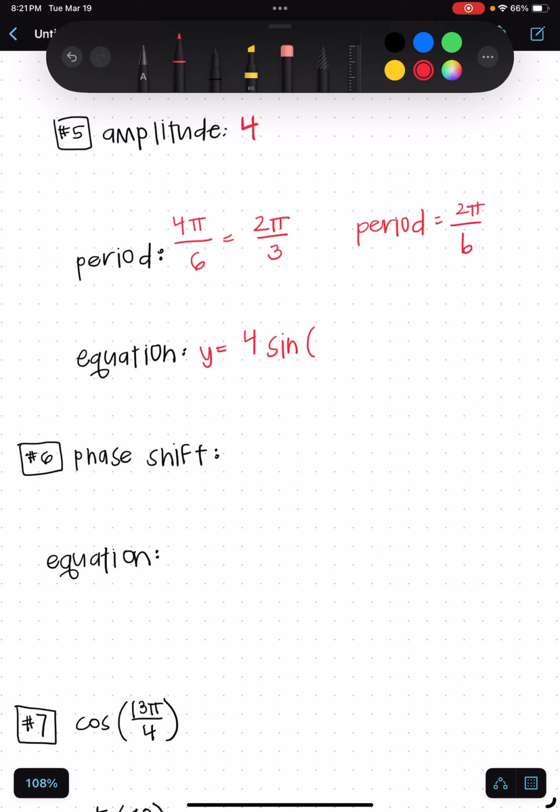So what I want to do is find that b. I don't know what b is. I know what my period is. I just don't know what b is. So if my period is 2 pi over 3, I can say period, which is 2 pi over 3, is equal to 2 pi over b, and find b. Well, that means that b is 3, just because they're both on the bottom, and then the 2 pi's are the same on the top. So that means inside my parentheses, this number that's in front of the x would be 3.